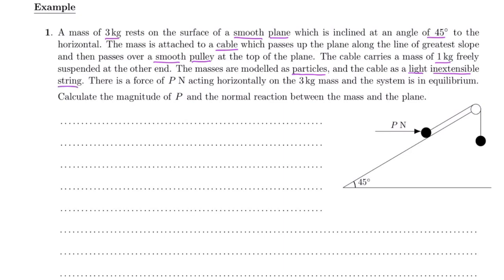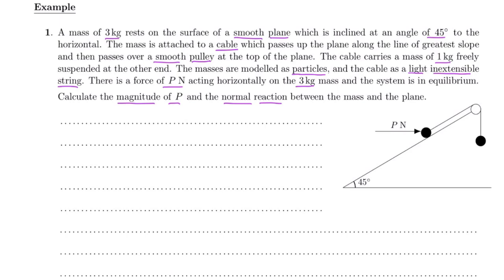So, in order to keep this system in equilibrium, because if we just let it go, it would slip somewhere, we've got a force P acting horizontally on the 3 kilogram mass, keeping the system in equilibrium. And what we've got to do is calculate the magnitude of P and the normal reaction.